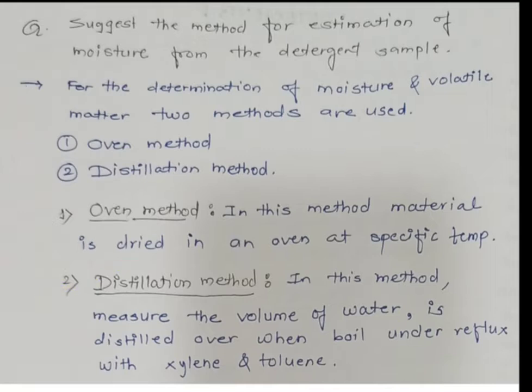Then the next method is the distillation method. In this method, we measure the volume of water that is distilled when the sample is boiled under reflux with xylene and toluene. So, the distillation method is used to find out the amount, or the volume, of water present in the detergent. Initially we distill the material over when it is boiled, or we can perform the refluxing with xylene and toluene.